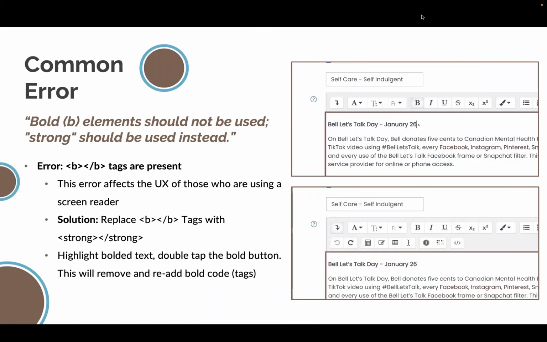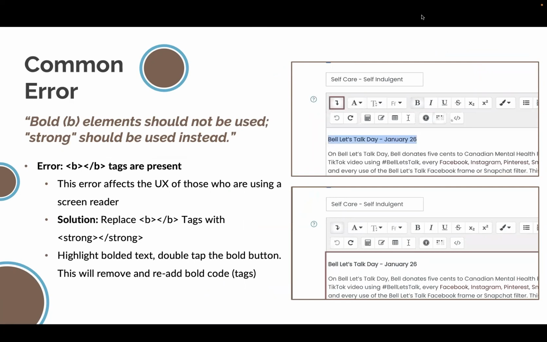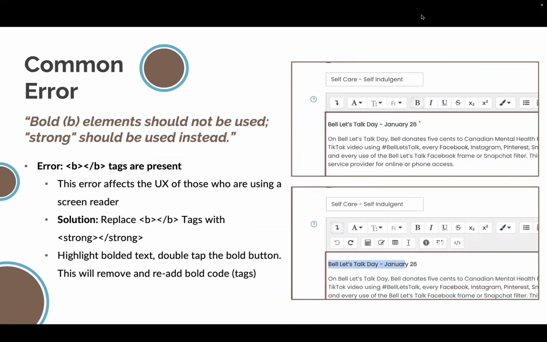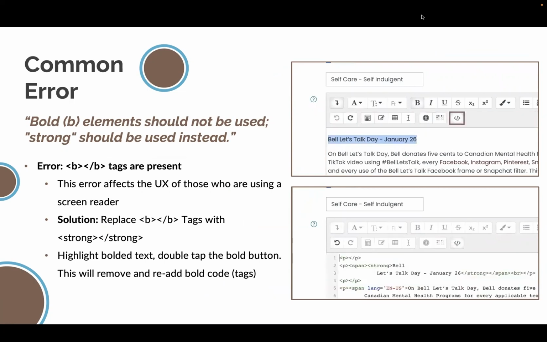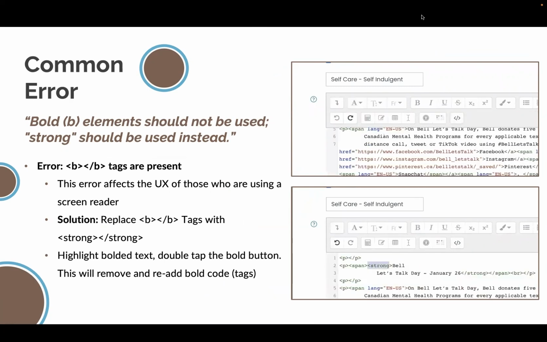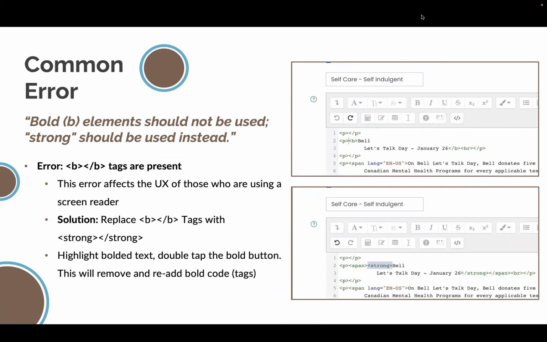The next common error we're going to review is bold elements should not be used. Strong tags should be used instead. To correct this error, simply highlight the bolded text, unbold, and then rebold your text. Moodle will go ahead and replace your B tags with strong tags.